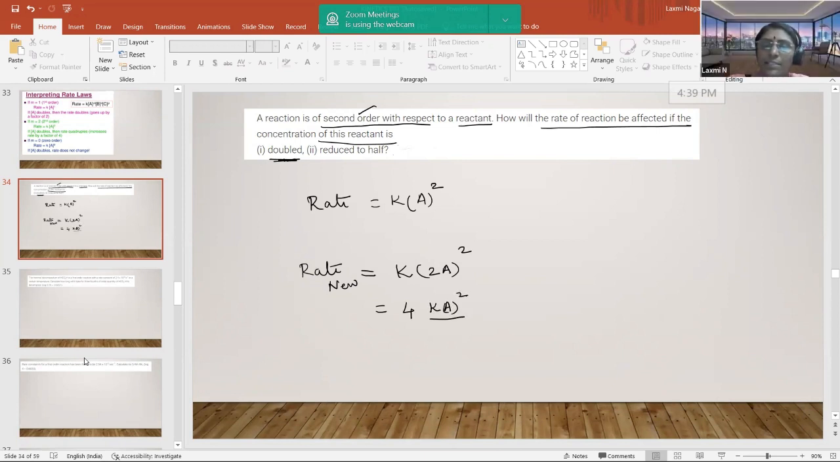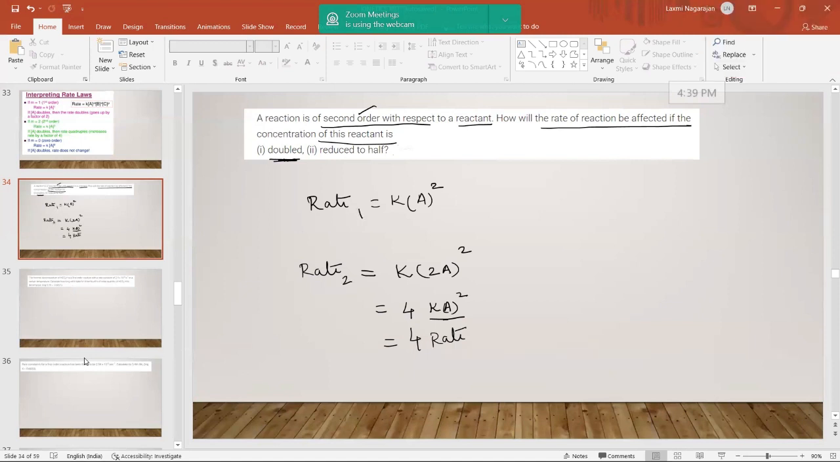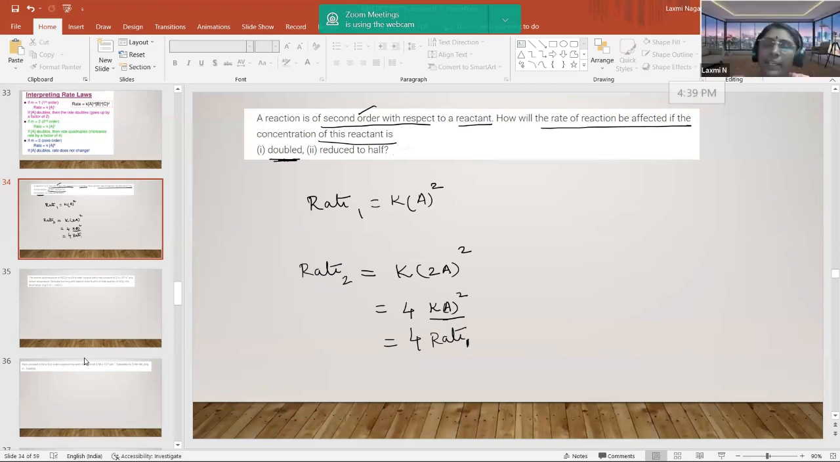Now, what is this? Is this not the old rate? 4 times the rate 1. Shall I put it as 1 and 2, old and new? So this is 4 times. So rate 2 is 4 times the rate 1.